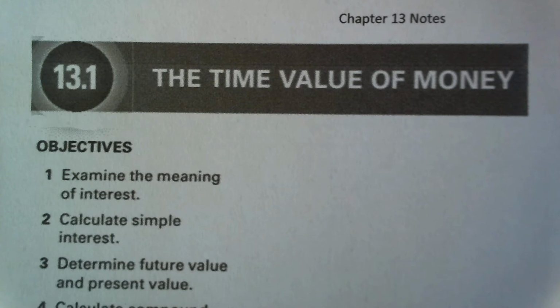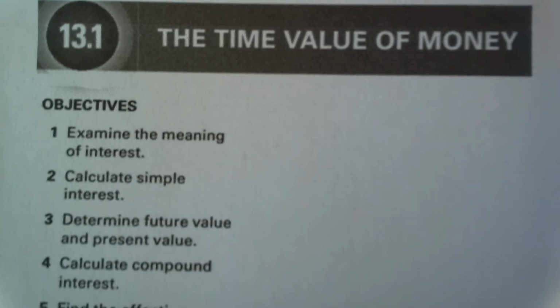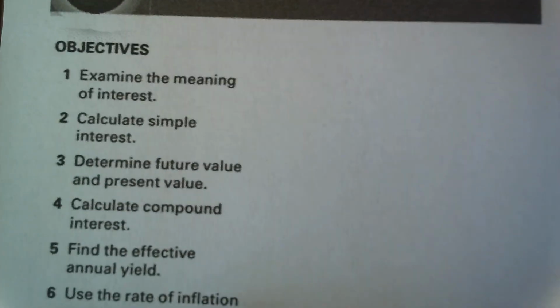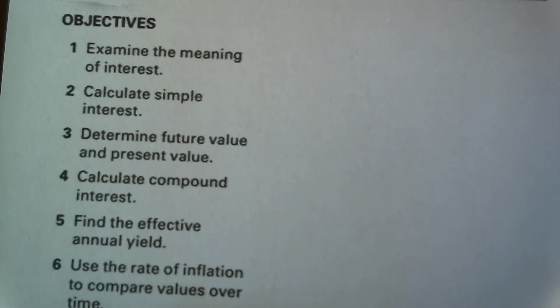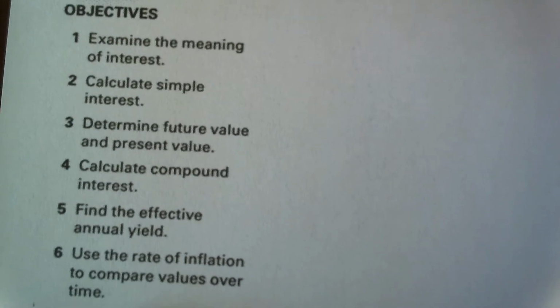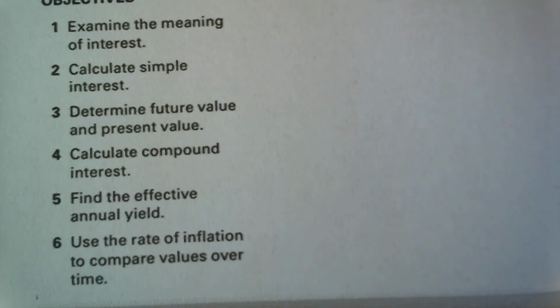And so first we're going to cover 13.1, the time value of money. And here we'll be examining the meaning of interest. Then we learn how to calculate simple interest, and then future value and present value, and then the miracle of interest, compound interest. And then we find the effective annual yield, and then how to use the rate of inflation to compare values over time, how they change, and you're all familiar with inflation. So let's get started.